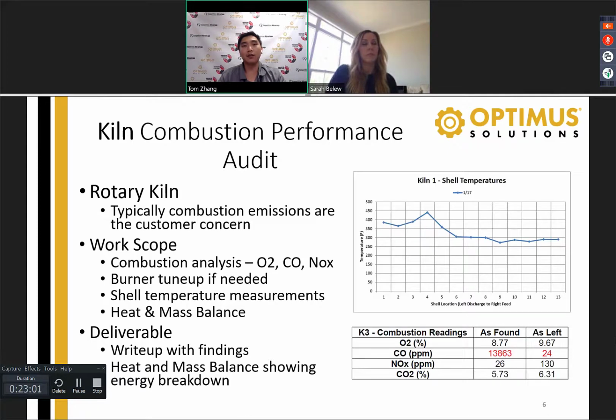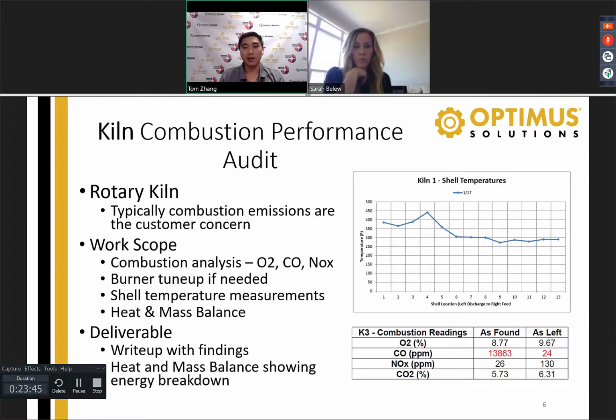Because in kilns, it's all about radiation heat transfer. The amount of air in a kiln is actually very little compared to a dryer on a scale-to-scale basis. So you have a lot less air, therefore a lot more radiation heat transfer, and that's all about exposure to the bed. So we take a look at the flame and try to get an understanding of it. We want to do shell temperatures, which give us a sense of where the hottest zones are. We'll still take a combustion analysis, still do a tune-up of the burner if needed, and still do a heat and mass balance.